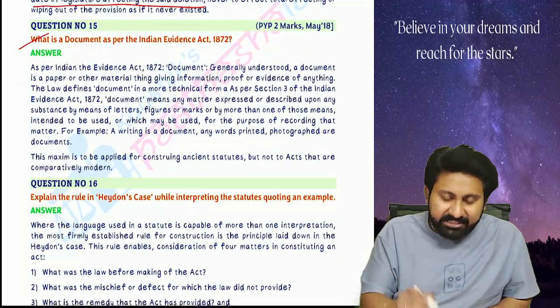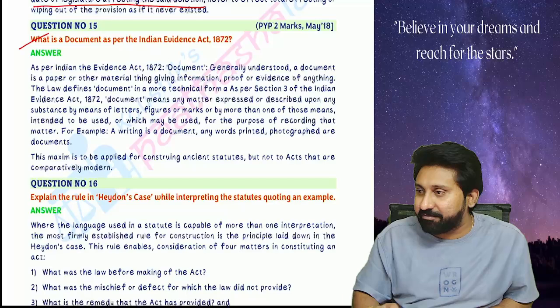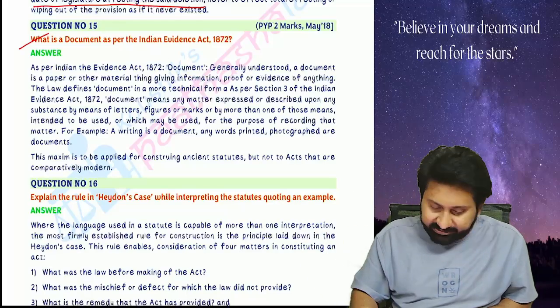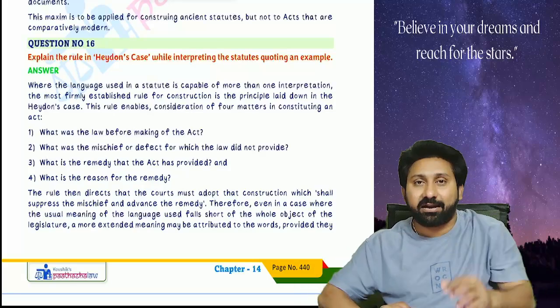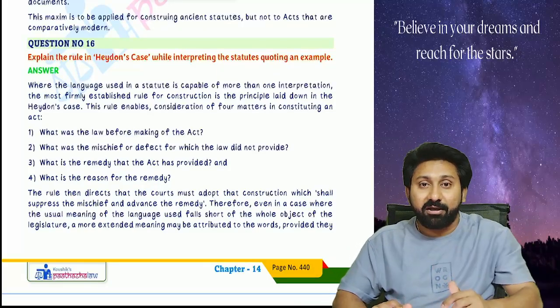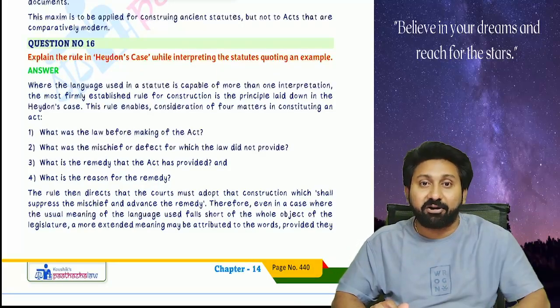This is a pukka General Clauses Act question. By mistake it was printed. In the next session I will discuss the General Clauses Act. Heydon's case: I told you now what the law was before making the Act, what the law did not provide for, what remedies the new Act has provided, and what the reason for the remedy is.